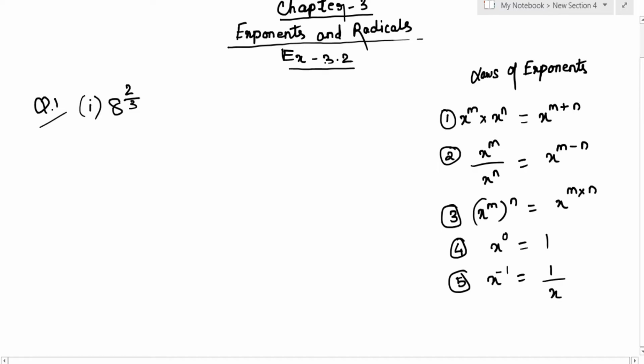Today we are going to solve exercise 3.2, continuation to exercise 3.1, class 8, exponents and radicals chapter. So now question number 1 here is: find the value of 8 to the power 2 by 3.